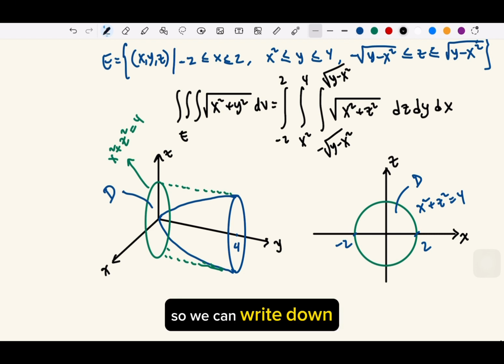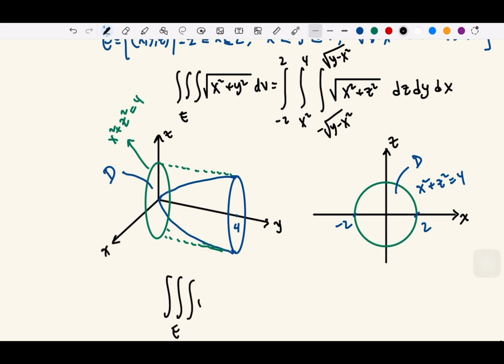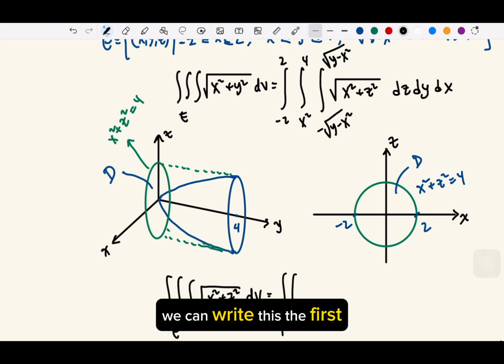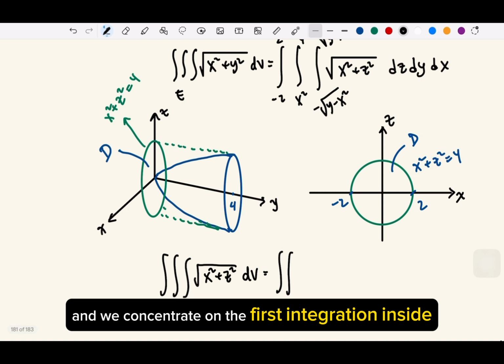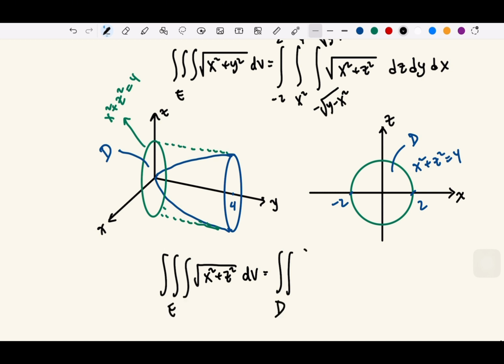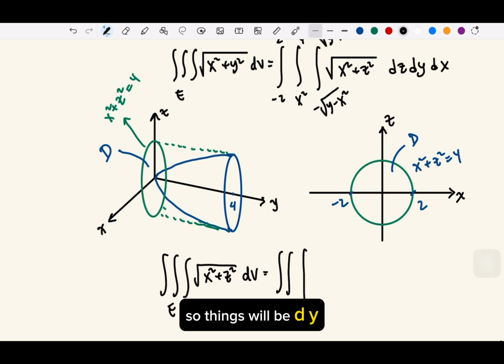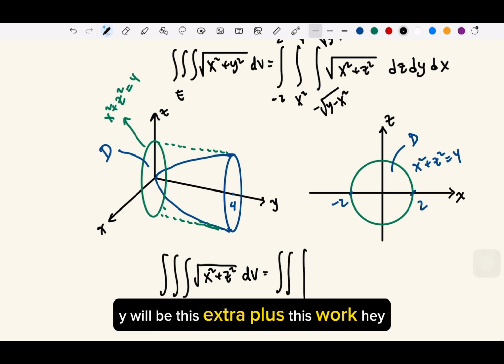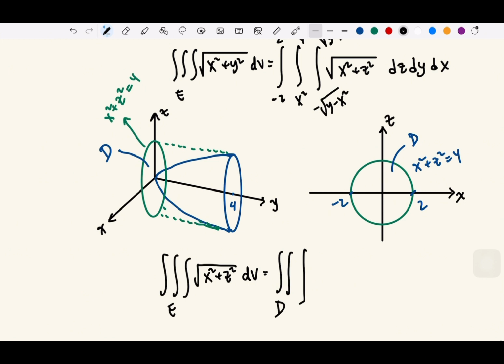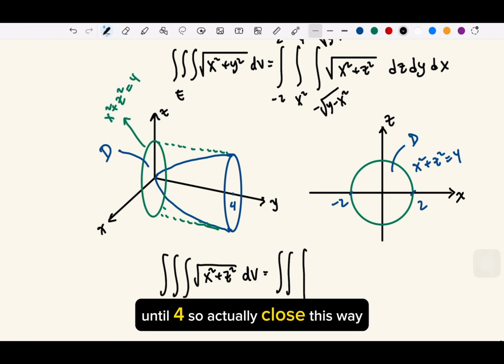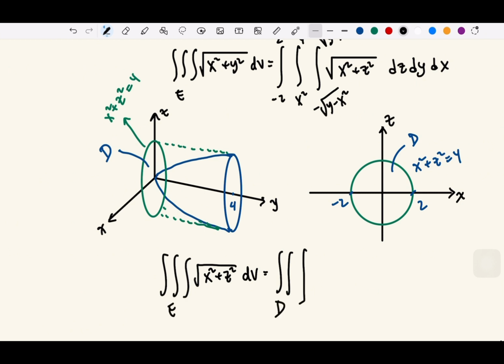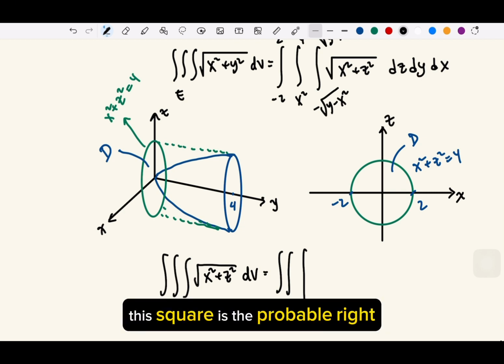So we can write down this D first, and we concentrate on the first integration inside. So how do we write this? Now it's in terms of dy. So we see dy will be from this x squared plus z squared until 4. So x squared plus z squared goes here until 4. So y equal x squared plus z squared is the paraboloid, right?